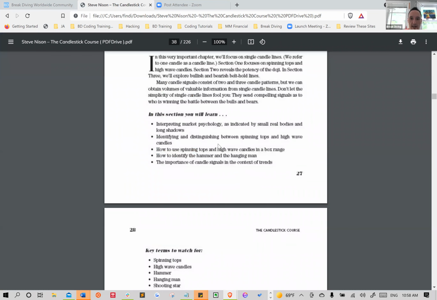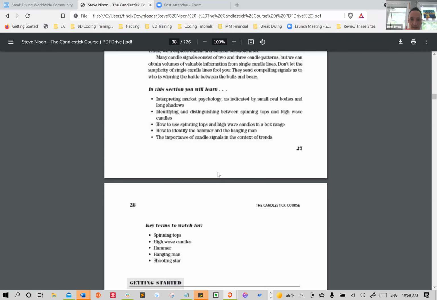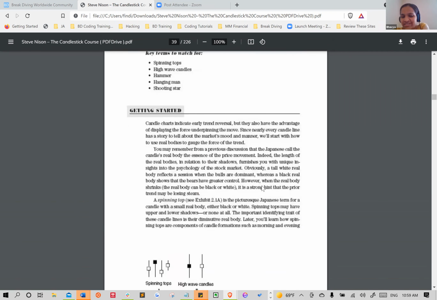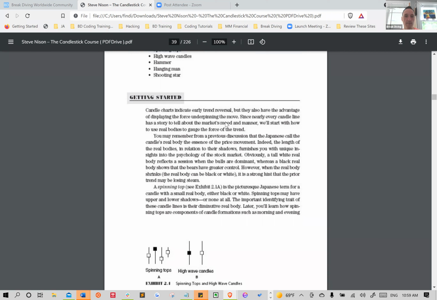So we're going to learn about market psychology through small real bodies and long shadows. We'll learn about spinning tops and high wave candles, how to use spinning tops and high waves in a box range, how to identify the hammer and the hanging man, and the importance of candle signals in the context of trends. So we're going to learn about spinning tops, high wave candles, hammer, hanging man, shooting star. Candle charts indicate early trend reversal, but they also have the advantage of displaying the force underpinning the move. Since nearly every candle line has a story to tell about the market's mood and manner, we'll start with how to use real bodies to gauge the force of the trend.